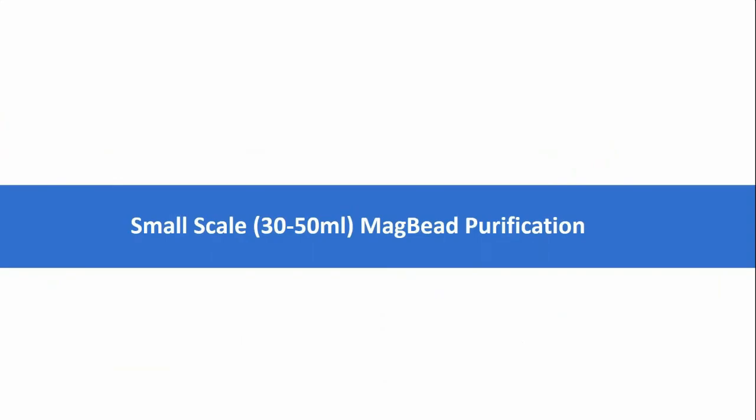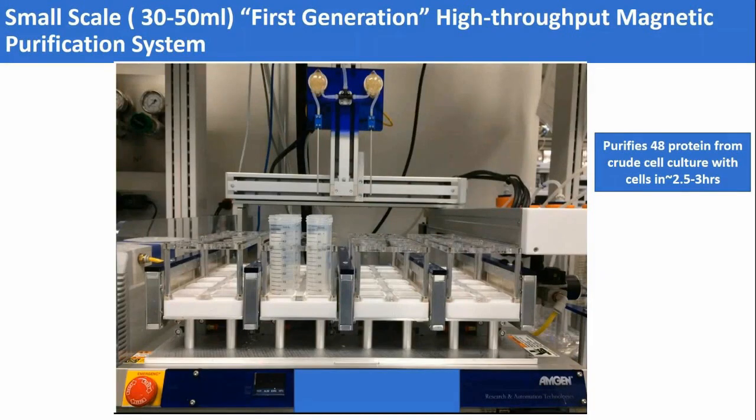To select the best molecules for drug discovery on the small scale here, once the molecules are made, sometimes we need more than just a few micrograms to do the assays. This is the high throughput purification system, which we used to call the high performance magnetic purification system. It can purify up to 48 proteins from 30 to 50 mL. This is the first generation system, which will be followed by Joyce, who is going to describe the new upgraded systems. This technology was licensed by GenScript from Amgen.